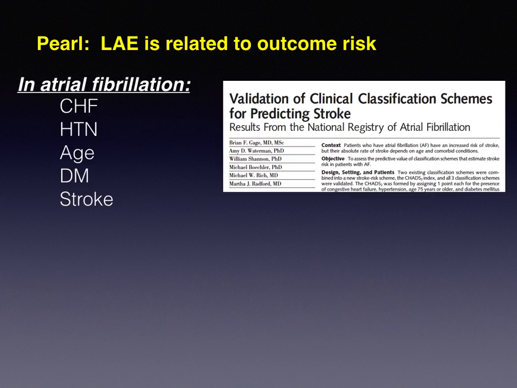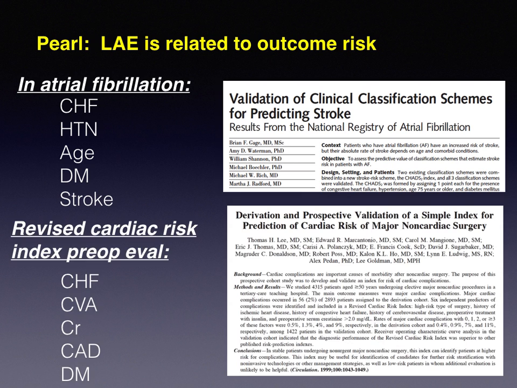For instance, in the CHADS score, which is a risk for stroke in atrial fibrillation, CHF, hypertension, age, and diabetes all relate to elevated LVEDP, which can cause left atrial enlargement. In cardiac risk pre-op evaluation, again, heart failure, stroke, renal failure, CAD, and diabetes, again, all related to left atrial enlargement.